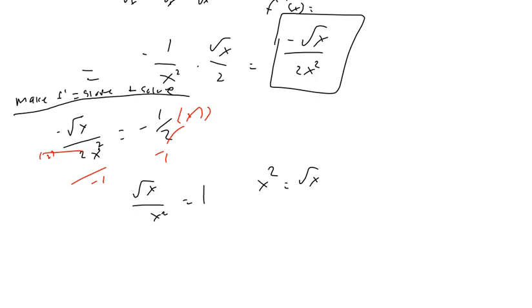So what do I do here? x squared equals square root of x. When do those two equal each other? What can I do?